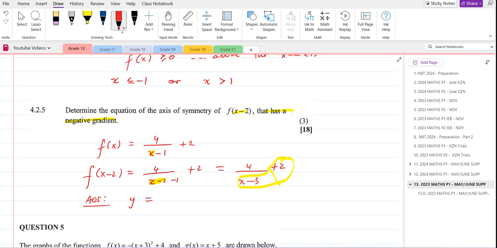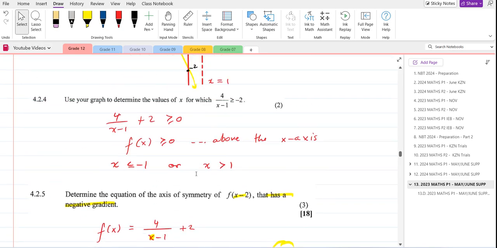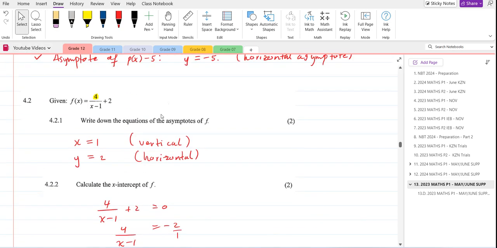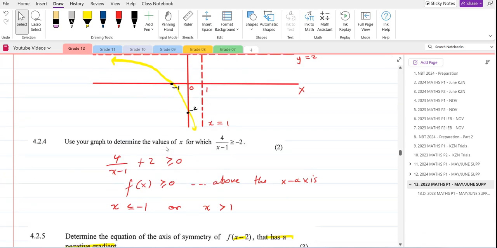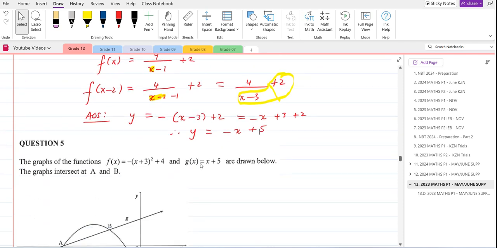So the negative gradient is only negative in the denominator, right? Plus 2. So I'm going to get negative x plus 3 plus 2. So therefore y is equal to negative x plus 5. Right, so I hope you guys understood that. Quite simple so far. Even this one wasn't a bad question. Straightforward, as expected. Now moving on to the next problem.